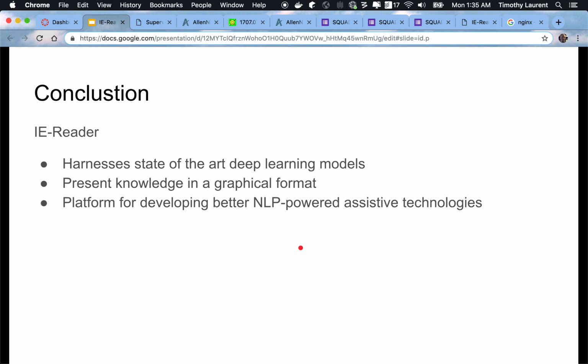So, in conclusion, IE Reader harnesses state-of-the-art deep learning NLP models and presents knowledge in a graphical format. And I think this could grow into a platform to develop better NLP-powered assistive technologies.